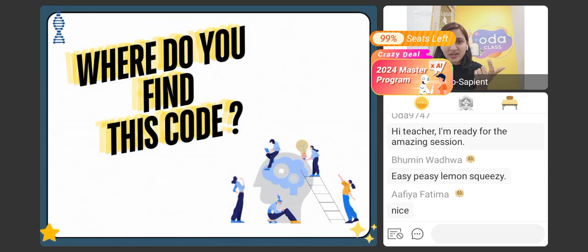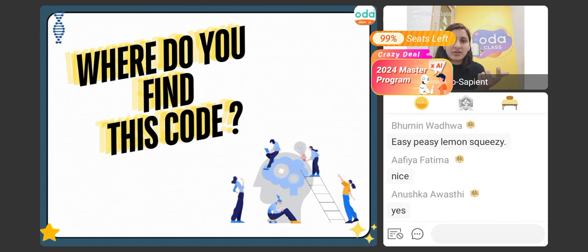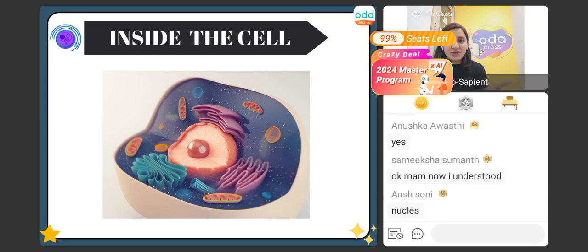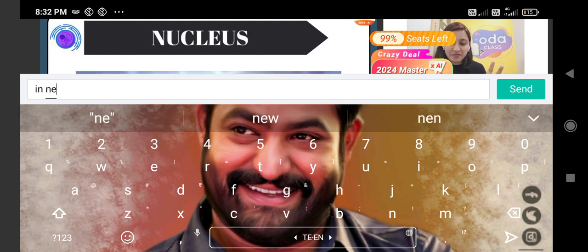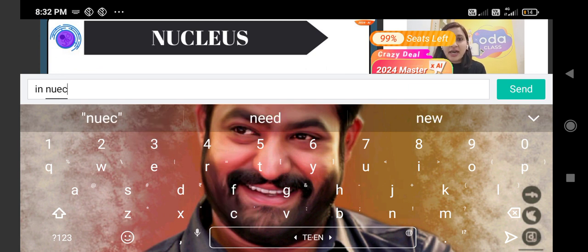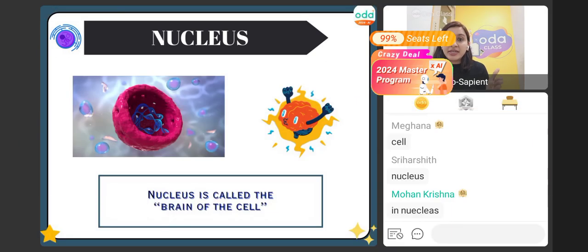Now where do you find DNA? Where do you find this code? Inside the nucleus of every cell. Nucleus is the brain of the cell. Inside that you will find the DNA. Since it is the brain that gives us instructions, and the nucleus is the one that gives the cell instructions, the nucleus is called the brain of the cell. It contains all information and it will provide that information.